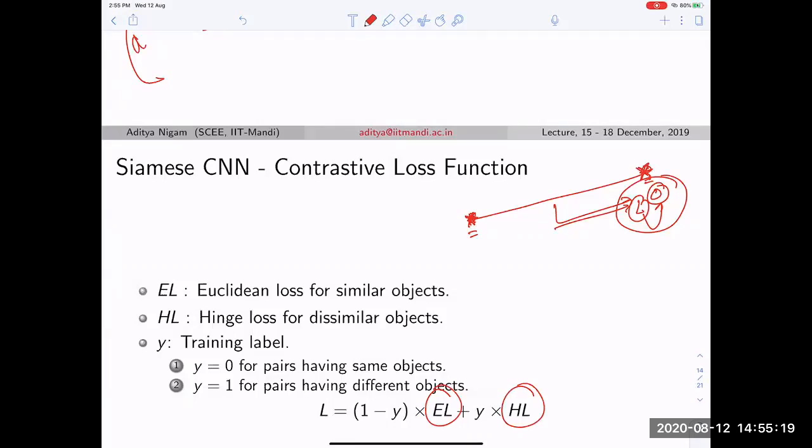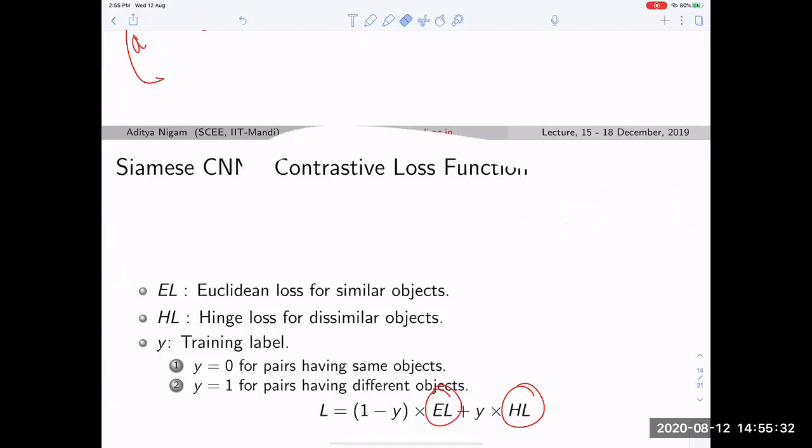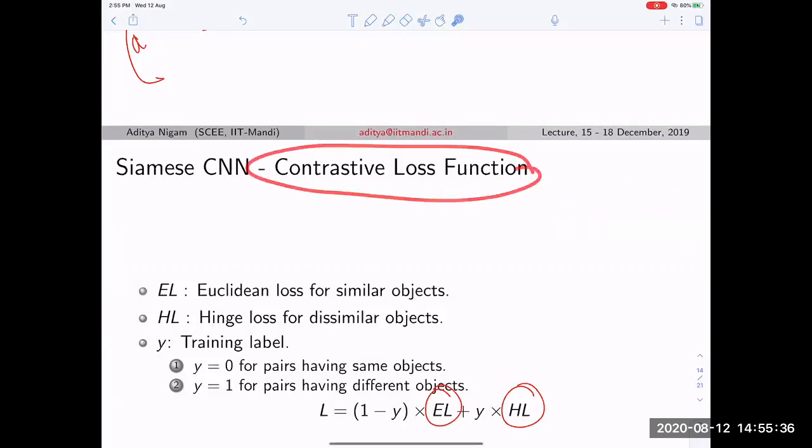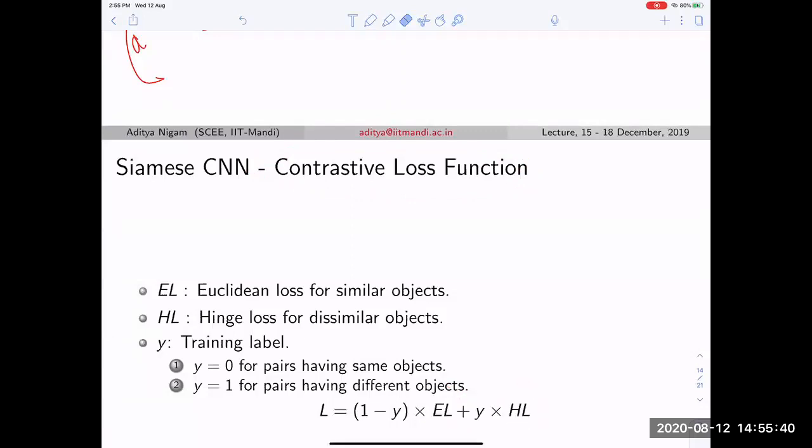But what is the problem here? By the way, several times what we have seen is that such types of networks being trained over contrastive losses do not converge properly. They are not properly converging. So let us talk about why that is happening.